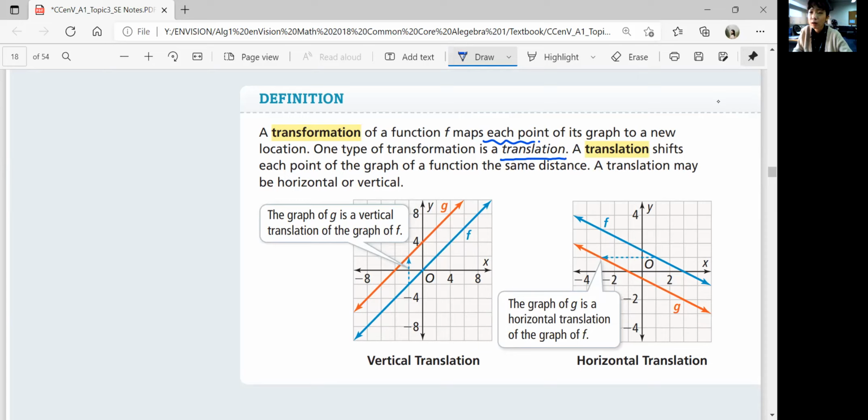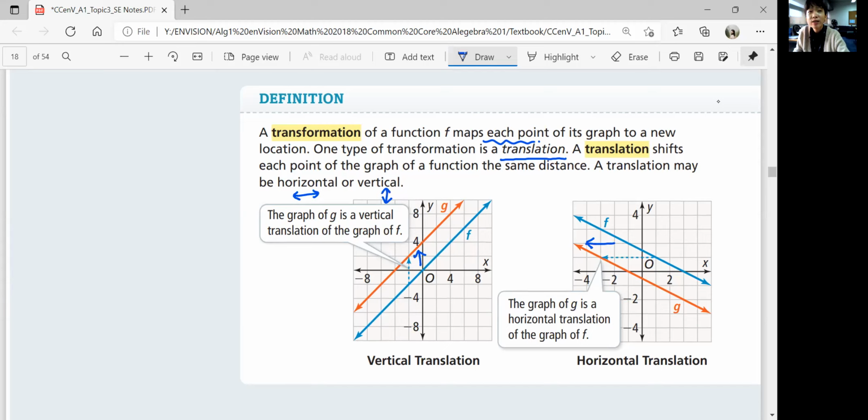You can move up or down, that's vertical. Up or down. And horizontal would be left or right. That's horizontal, that's vertical. Make a note on that if you're confused with horizontal and vertical. So if you look at this graph, this could be a vertical translation, it could go up. If you look at this one, this could be a horizontal translation when you go right.